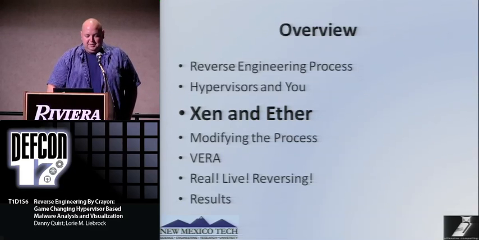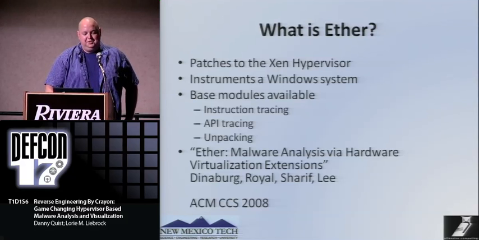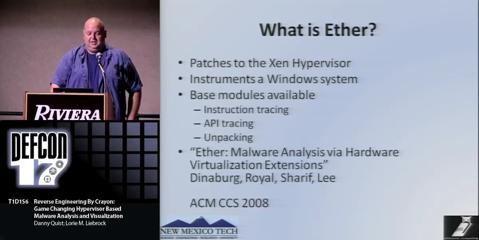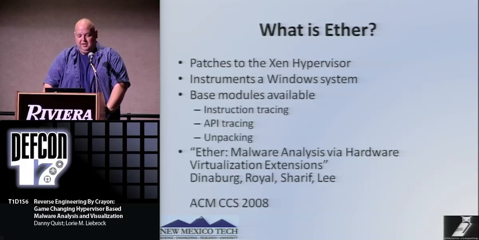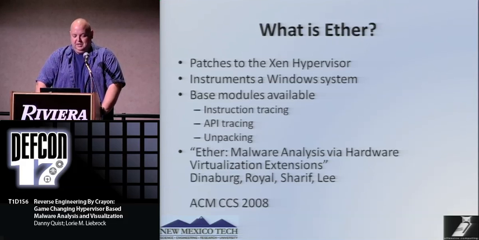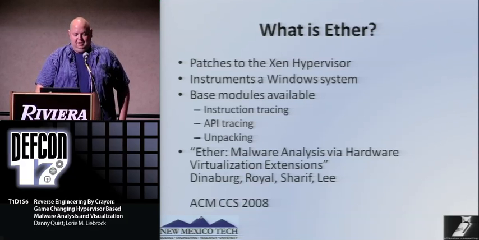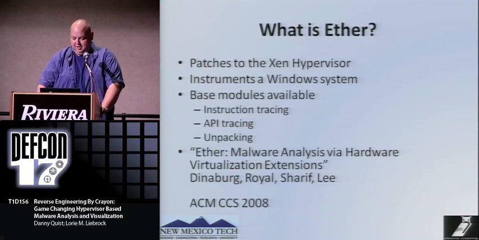Okay, so let's talk about Xen and Ether. Ether is a set of patches to the Xen hypervisor that's used to instrument a Windows system. And so it has a bunch of base modules that allow you to do instruction tracing, API tracing, and unpacking. One of the best papers I've read in a couple years is "Ether: Malware Analysis via Hardware Virtualization Extensions." This was, again, written by Artem and Paul and a couple other people at the ACM CCS conference. So if you haven't read this, it's extremely high quality and very useful, especially compared to other academic research. So you should definitely check this out.